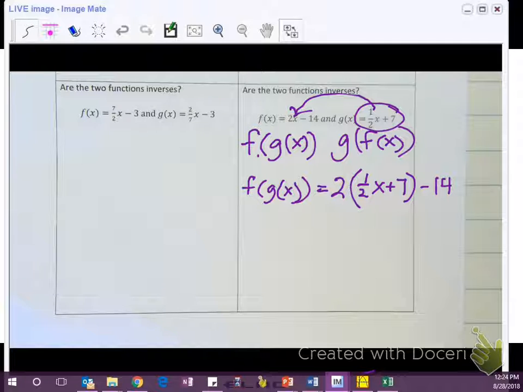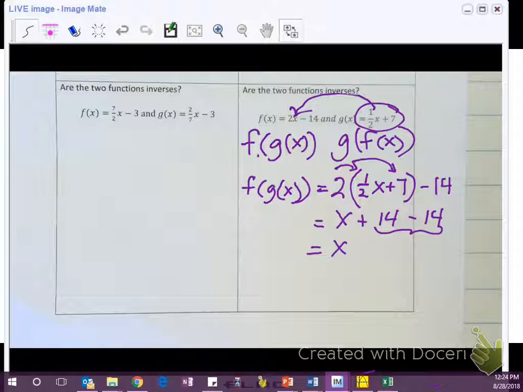Now I have to do the math. So I distribute this 2, right? 2 times 1/2 is 1, so that leaves me with x. 2 times 7 is 14. The minus 14 is on the outside. Plus 14 minus 14, this is 0. So this is equal to x. So I put g inside of f.